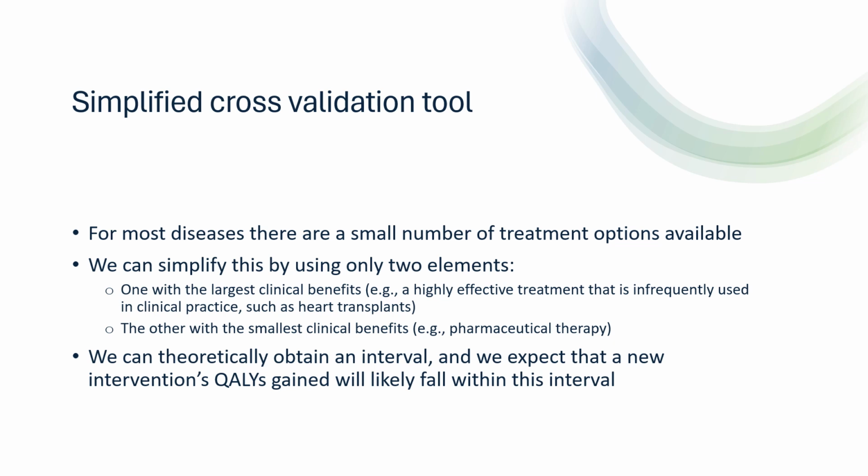For most diseases, there are a small number of treatment options available. Therefore, it is unlikely that there will be many elements for set A and B. We can simplify this by using only two elements, one with the largest clinical benefits, a highly effective treatment that is infrequently used in clinical practice, such as heart transplants, and the other with the smallest clinical benefits, pharmaceutical therapy. Once we have two elements that represent both the largest and smallest clinical benefit, we can theoretically obtain an interval, and we expect that a new intervention's QALY gained will likely fall within this interval.